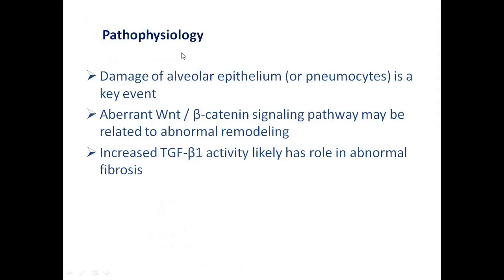Discussing the pathophysiology of this entity, the first and key event is damage to the alveolar epithelium, or the pneumocytes. Other theories include aberrant WNT or beta-catenin signaling pathway, which leads to abnormal accumulation of fibrosis and collagen and smooth muscle hyperplasia, causing abnormal remodeling and distortion of the normal architecture. Another is increased TGF beta 1 activity, which lays down abnormal collagen and then causes fibrosis in that entity.